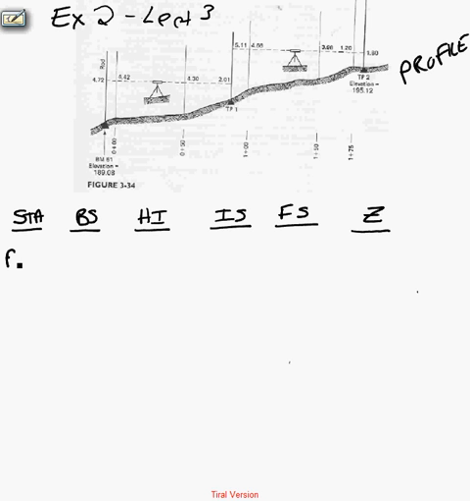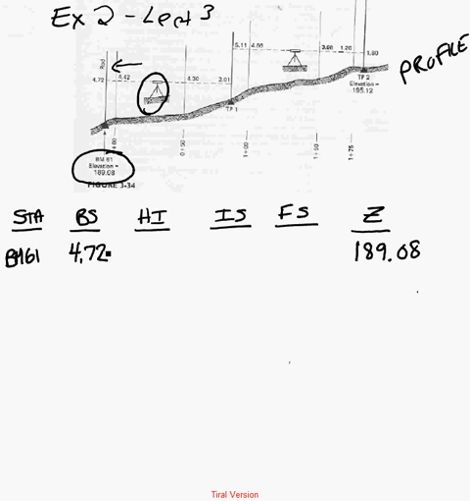Let's start with the known location, which is benchmark 61, which is right here. And we're given that the elevation there is 189.08 feet. Now we set up our instrument or our level right here in this location, and we look back to the location of known elevation, which is the benchmark, and we have a back sight reading here of 4.72 feet. And therefore we can determine that the height of our instrument, this setup, is going to be the elevation at my benchmark plus the back sight, or a value of 193.80 feet.